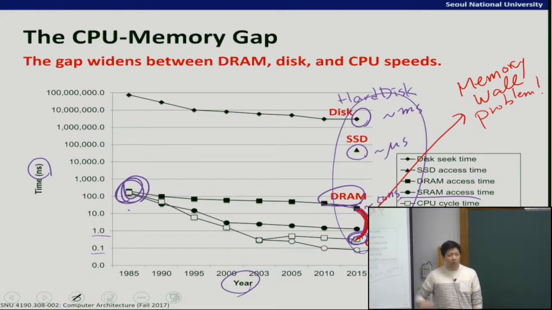Okay? So memory wall problem means, now eventually your memory system becomes the bottleneck of everything in your CPU performance. Okay?